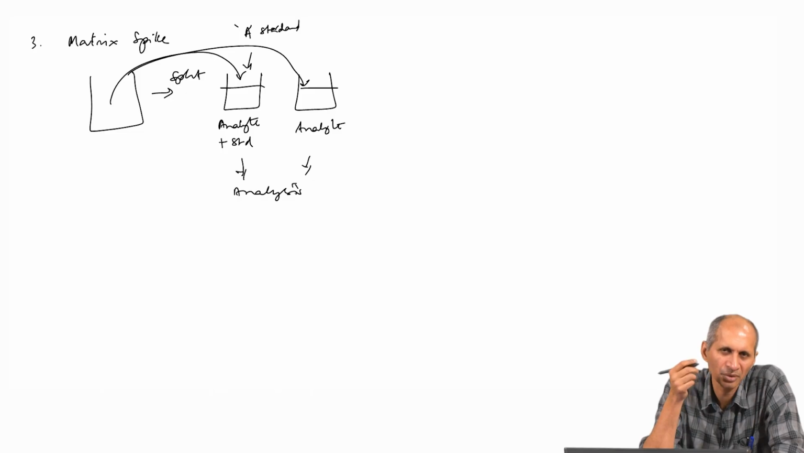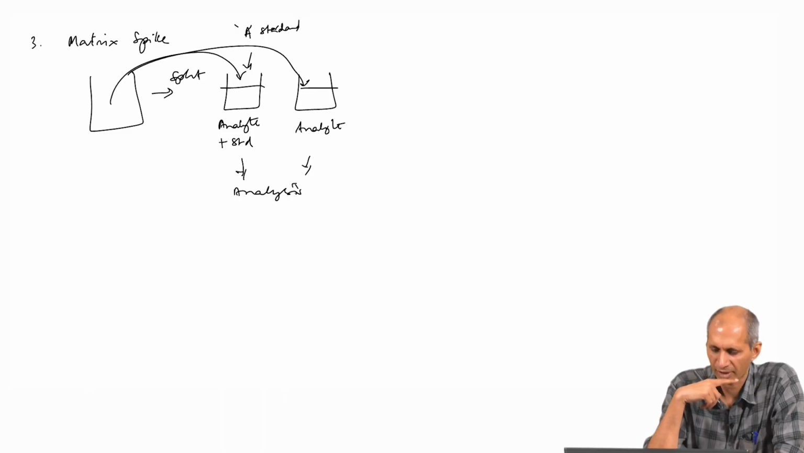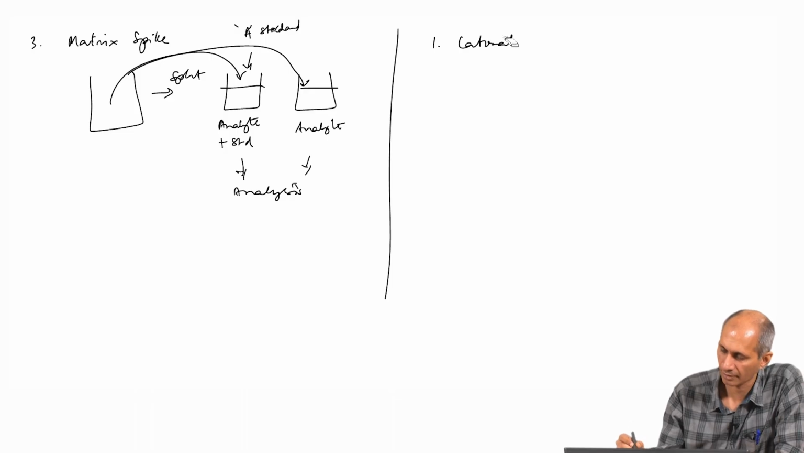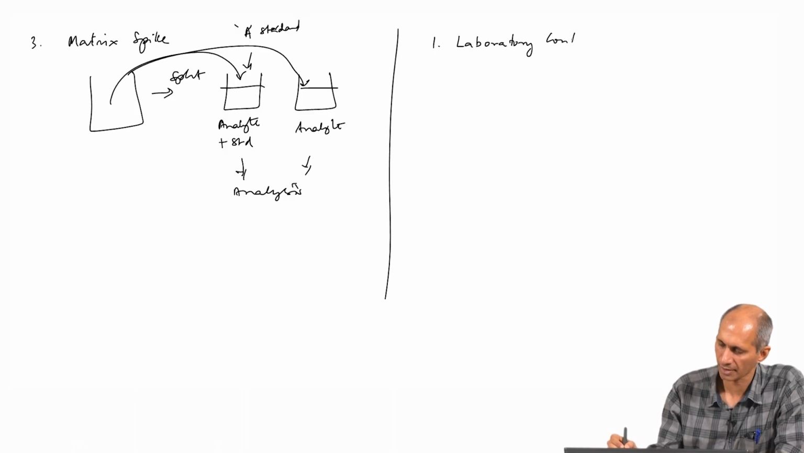So, you have to work out the overall cost of doing it, but you do not have to do it often, you do it once in a while just to check if there are matrix effects. So, these are the three methods you have: laboratory control samples, with a standard addition, we have a surrogate.